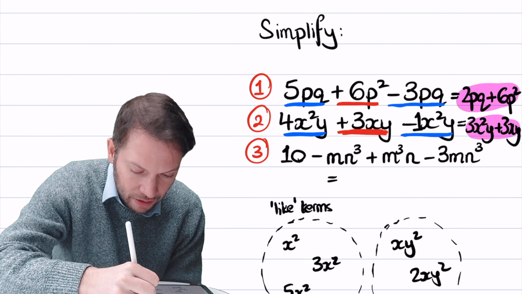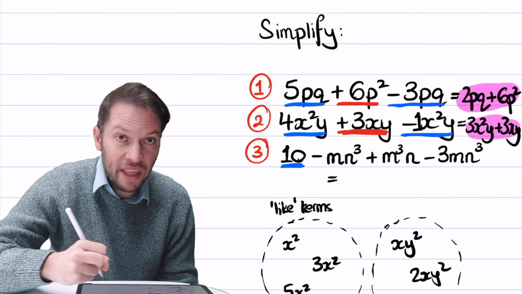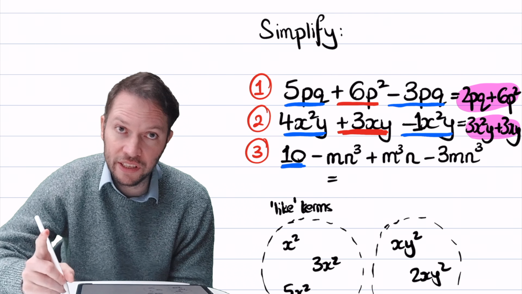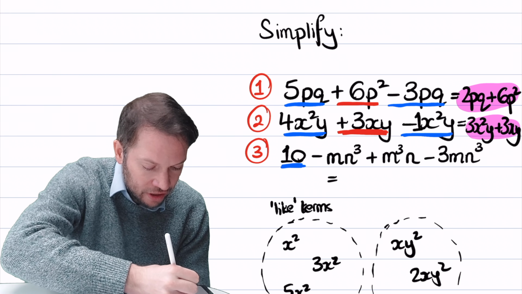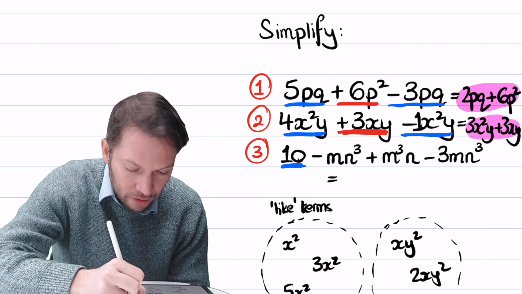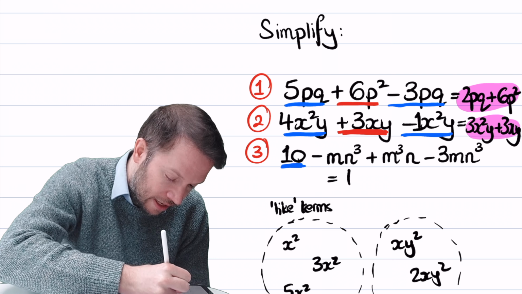Well, we've got this first term here of 10. Remember, that's known as a constant term because it doesn't have a variable. It doesn't have a letter in it. Now, I don't see any other constant terms. There's no other term without any variables in it. So that 10 is just going to stay as 10.